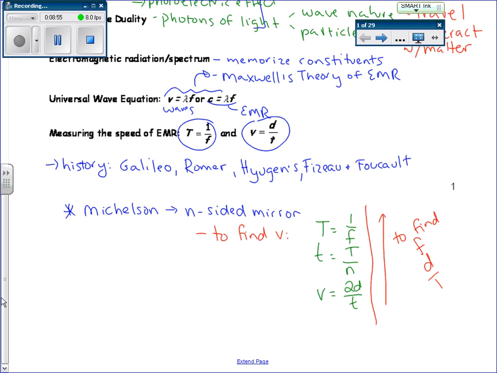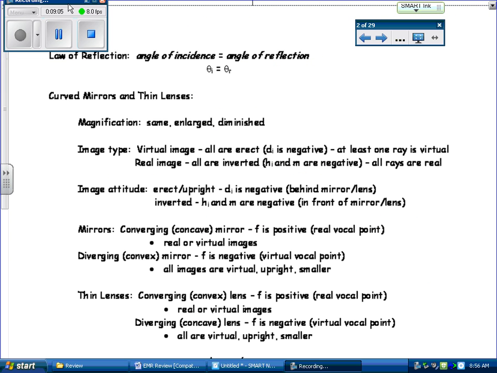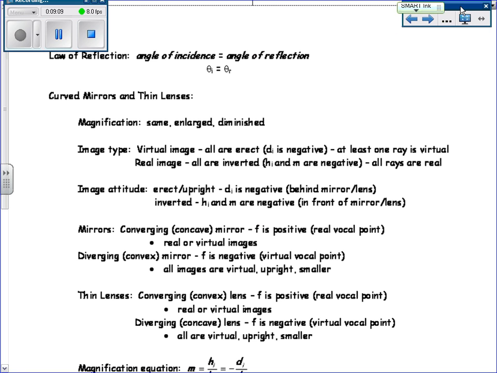So on the next page, then we looked at different properties. We covered a whole bunch of different properties of EMR. We looked specifically at light, but anything we found was true about light, we could extrapolate that it was also true about EMR. So the first was a law of reflection that says the angle of incidence is equal to the angle of reflection.